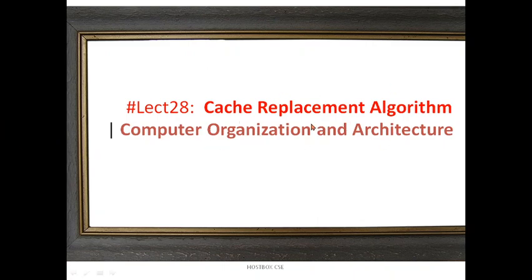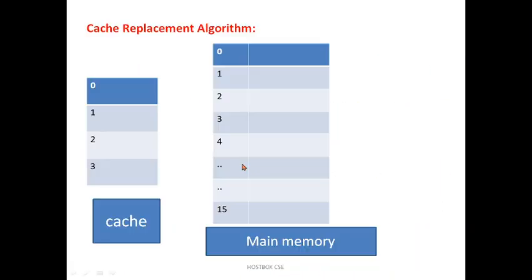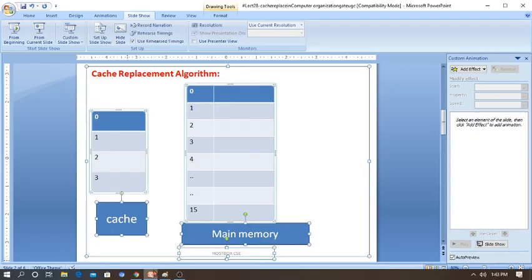Why we need cache replacement algorithm? What are the types of cache replacement? Just an introduction of the types. Now let's go for cache replacement. To understand this, just assume that you have a cache memory and main memory. You have blocks 0 to 16, that means total 16 blocks, and in the cache we have only block 0, block 1, 2, 3 and so on.